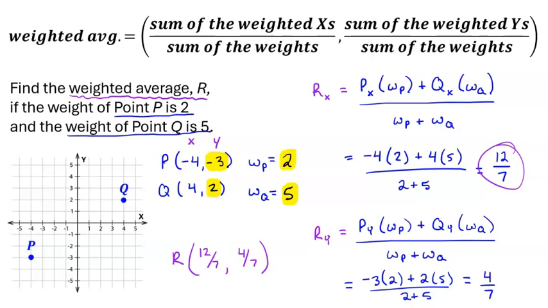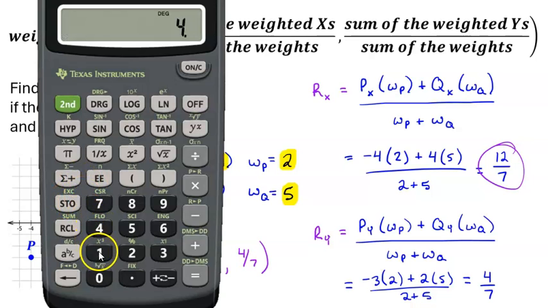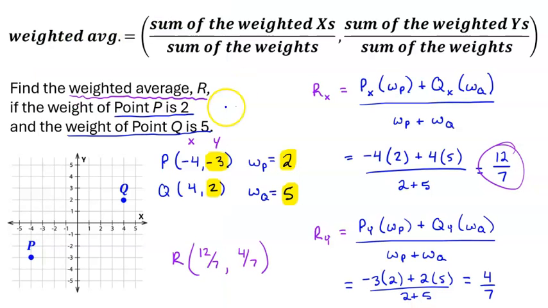And let's look at what that looks like on our graph. And so 12 over 7, if you need to see what that is as a decimal to help you out, that's 1.71, so around 1 3/4. It doesn't have to be super perfect. So 1 3/4, right? And then 4/7 would be somewhere around here, right? And that's going to be R.